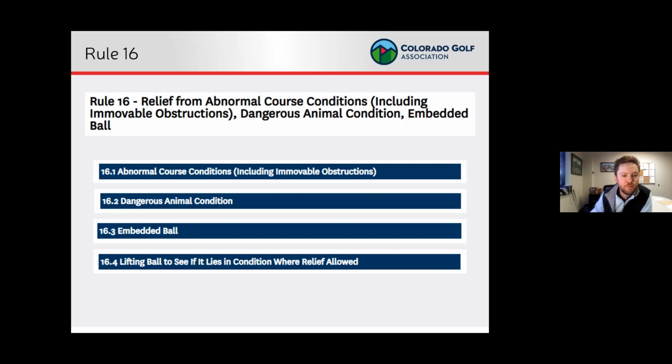16.2, 3, and 4 are important, obviously, and they happen. The dangerous animal condition I've actually never had happen at an event, which is good, but it does happen, I know, but you really don't see it that much. A lot of times you'll see it more on a tour where you're playing at the Zurich Classic maybe, and they've got alligators there. They usually do a pretty good job of kind of corralling them. But anyways, we'll cover that.